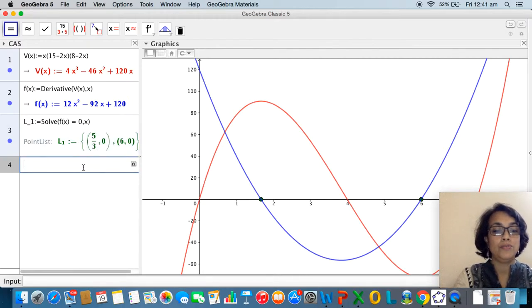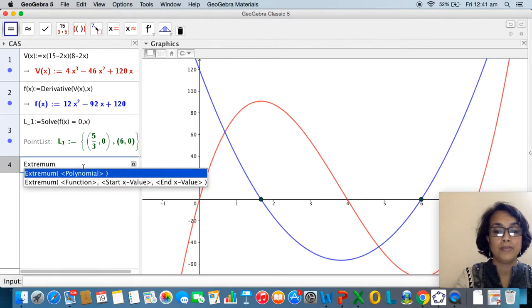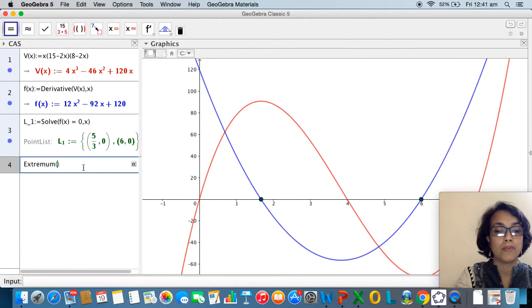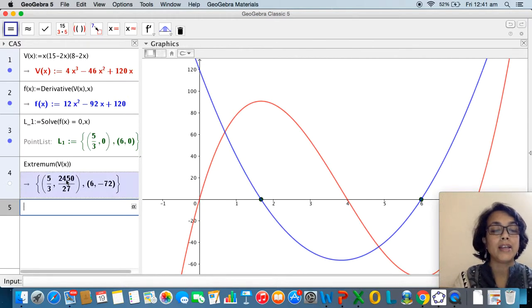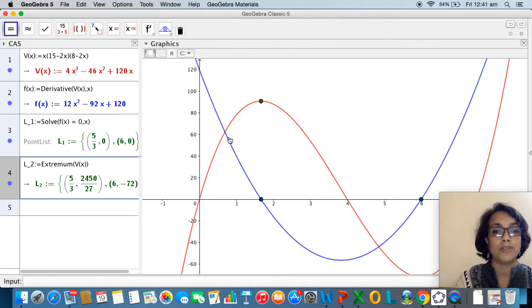And I'm going to use the extremum command. So I'm going to find the extremum of v of x. Let's see what it gives me. Right. Now I can see that at 5 by 3 the function value is this, and I can just press on the circle and notice that it will be marked here. So this is actually the maximum volume that the box can have.